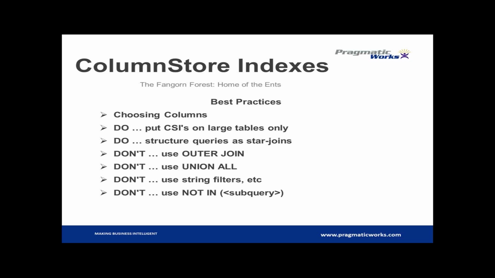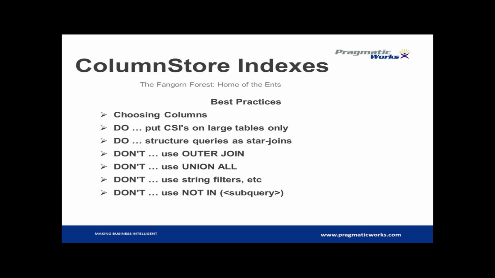Compression in ColumnStore indexes works best on numeric columns and columns that you're going to do aggregations on, postcodes, zip codes, that sort of thing, because it's going to have a lot of duplicated values.